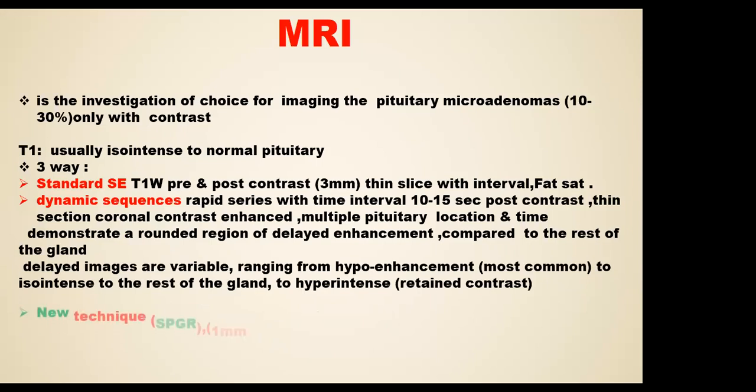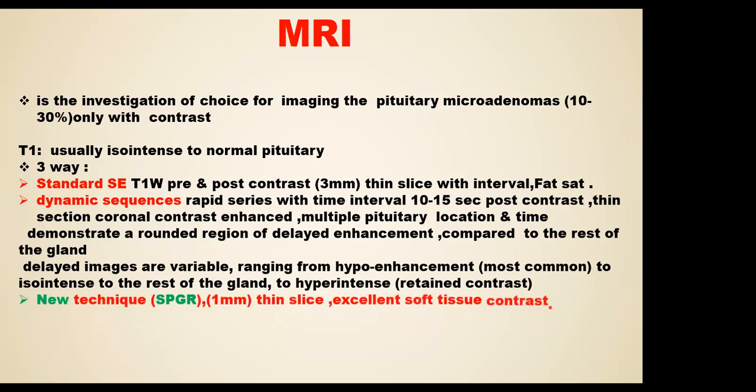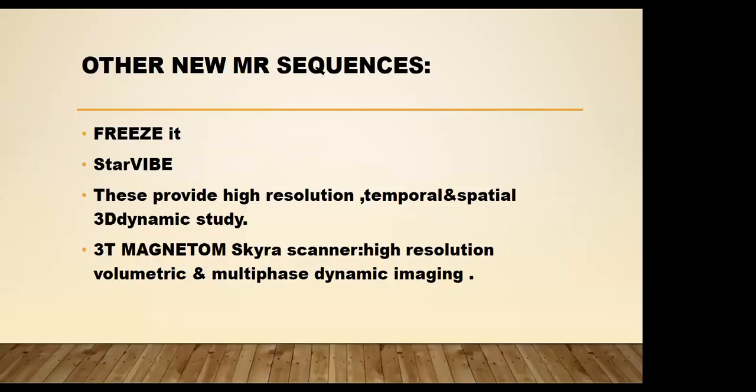Third, new techniques are used, which are the spoiled gradient recall using 1 millimeter thin slices. It is excellent for soft tissue contrast, but the disadvantage is that it has a low signal-to-noise ratio compared to the spin echo. In T2, the appearance is variable, but the adenoma is often a little hyperintense.